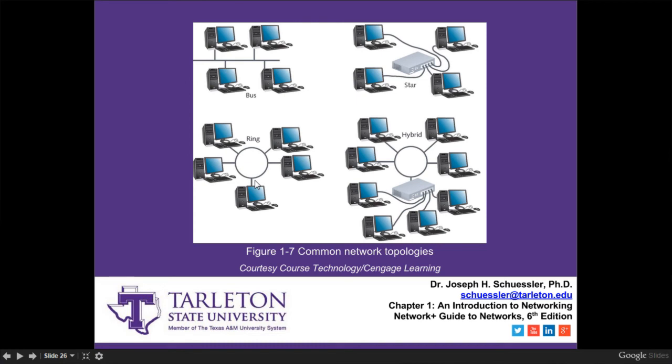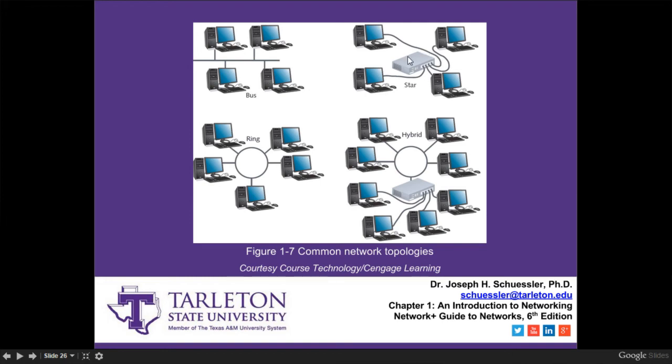But again, it gives you the advantage of having a limited amount of cabling. A star design is typically what you're going to see anymore, and the downside to this approach is it requires a lot more cabling to do this.